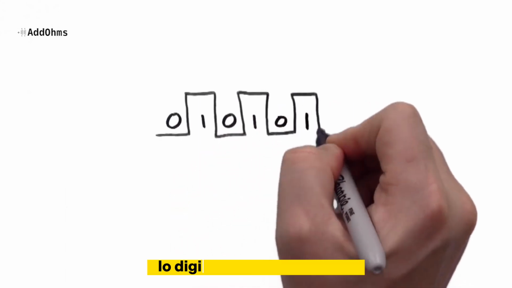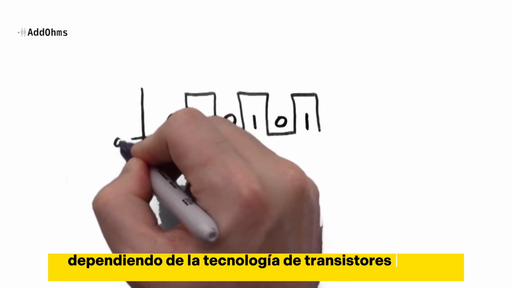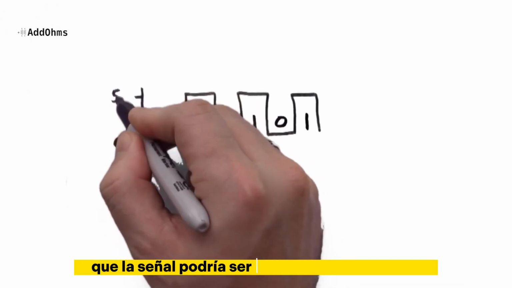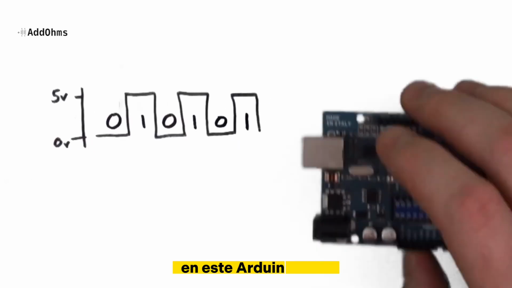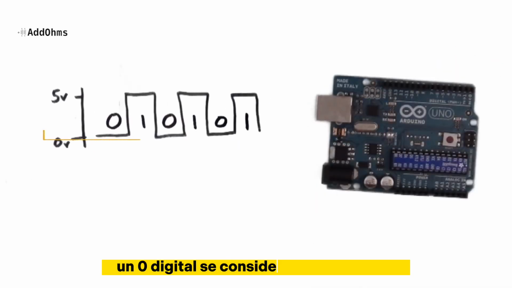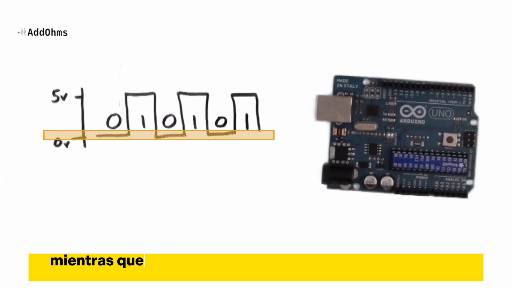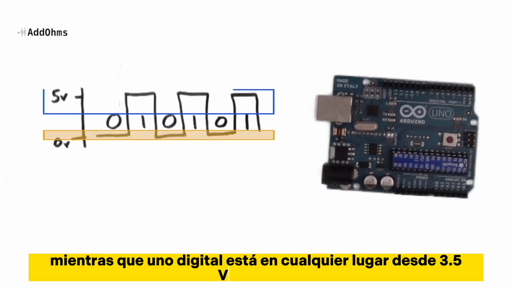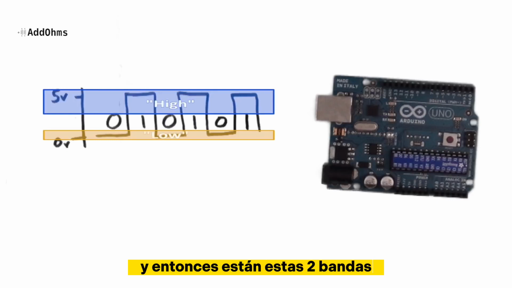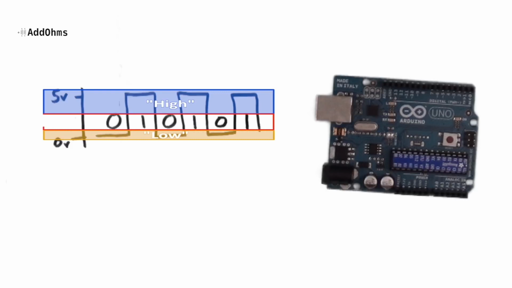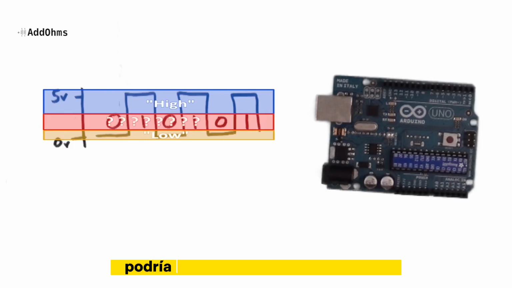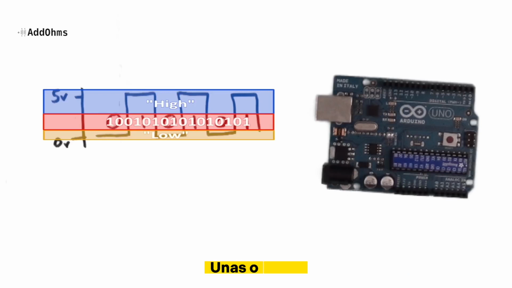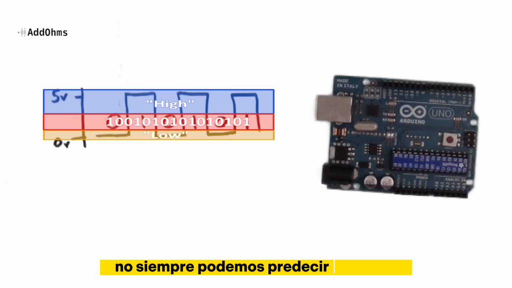As it turns out, digital isn't quite this absolute. Depending on the transistor technology being used, there is a range that the signal might be considered a 0 or 1. For example, on this Arduino Uno, a digital 0 is considered 0 volts up to 0.5 volts, while a digital 1 is anywhere from 3.5 volts up to 5 volts. And so there's these two bands where there's the low and the high. The area between the low and the high is an undefined area. A digital signal with a voltage in this zone could either be considered a 0 or a 1. Because digital logic needs to have a value associated with it, this undefined region will get turned into 1s or 0s. Problem is, we can't always predict which one they will be.